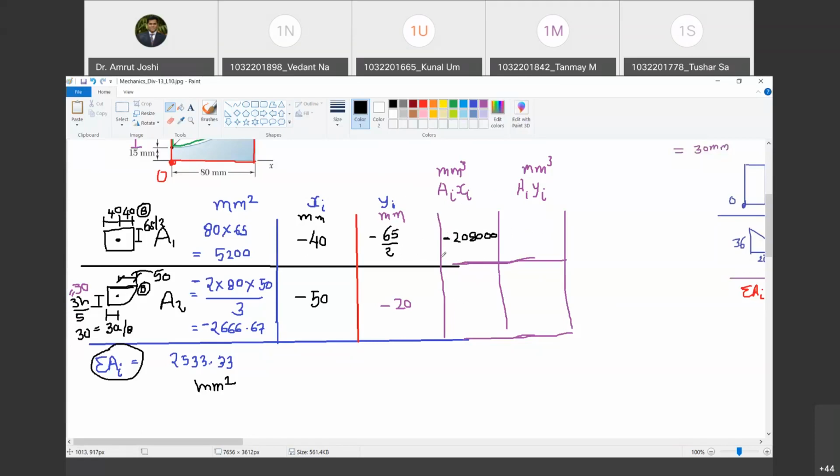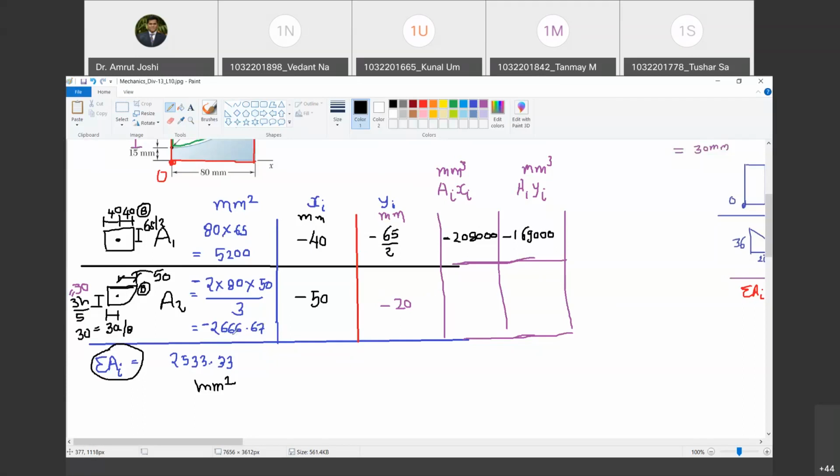Don't make any calculation mistakes. I am not going to check these calculations now. You just do that. 5200 into minus 65 by 2 is 169,000. Are you with me? And minus. Now what about this?